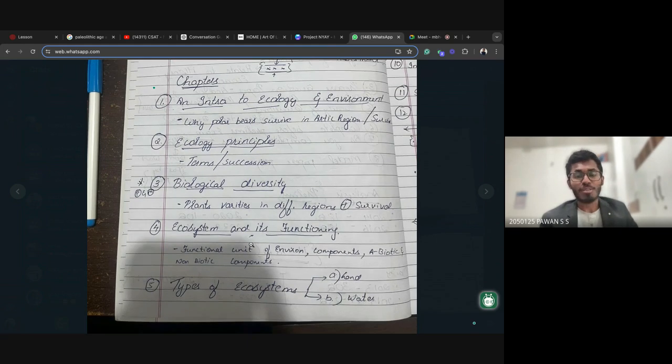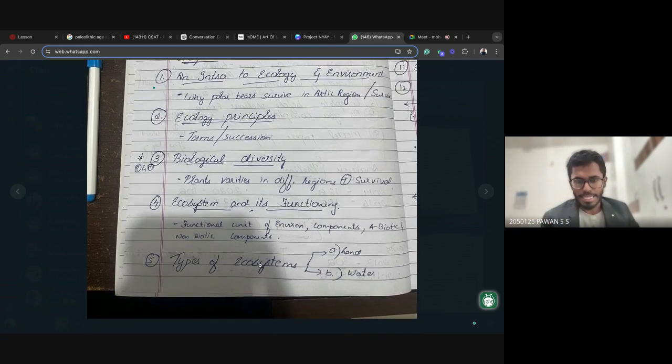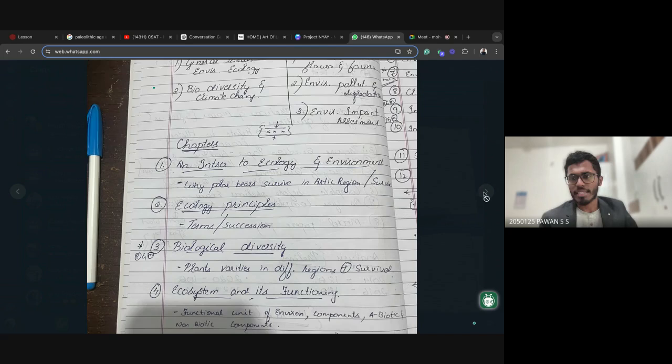The fourth topic is ecosystem and its function. Very important. That's about the functioning unit of the environment, its components, abiotic and biotic components. Everything about these components, we'll be completing. In the fifth chapter, we'll cover types of ecosystems, learning about survival on land and in water in much more detail.